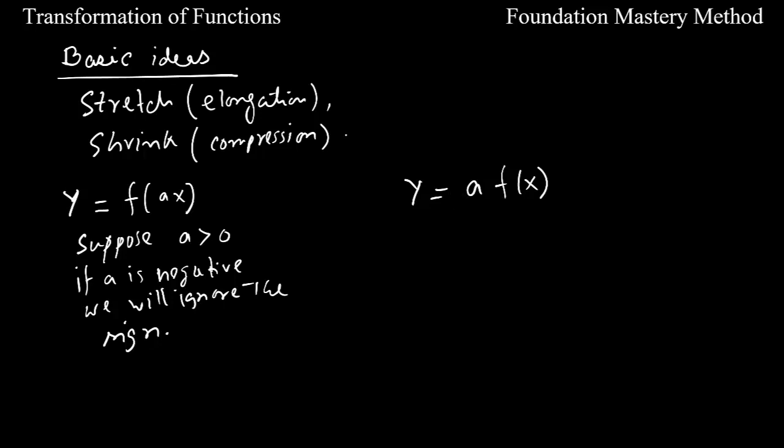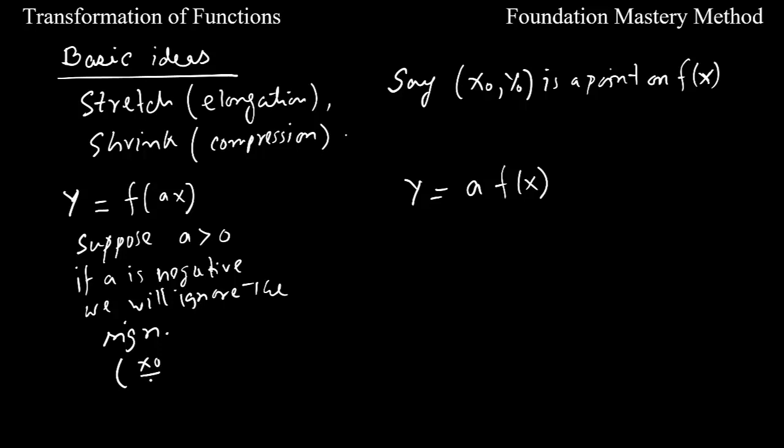Now let us consider a point on the function. Suppose that (x naught, y naught) is a given point on the parent function. So what will happen to this point in f of ax? It will be simply (x naught over a, y naught) on the function f of ax. Now what happens if my a is greater than 1? This value will be smaller than that one, so the graph will have horizontally shrunk.